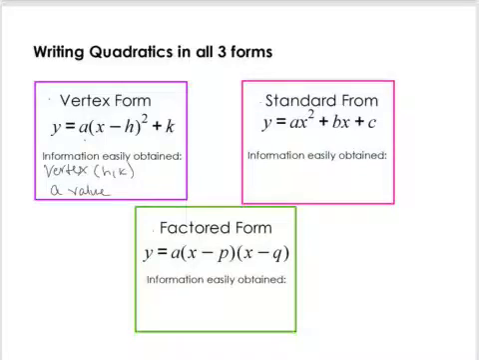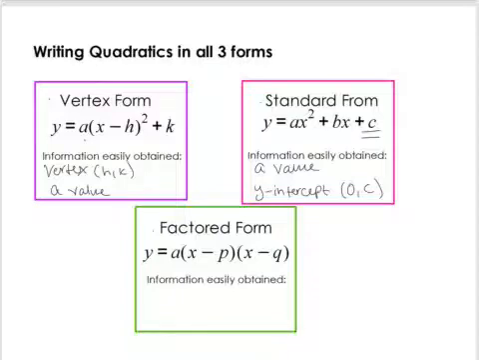Then we have standard form. Well, standard form is y equals ax squared plus bx plus c. So our information easily obtained is, again, the a value. And then remember, our y-intercept is the point (0, c). So that's the information easily obtained from this form.